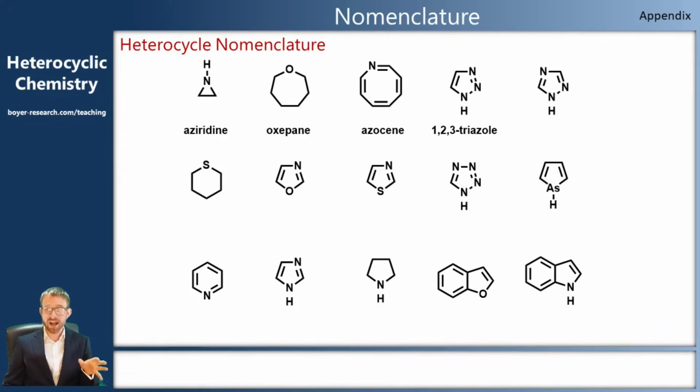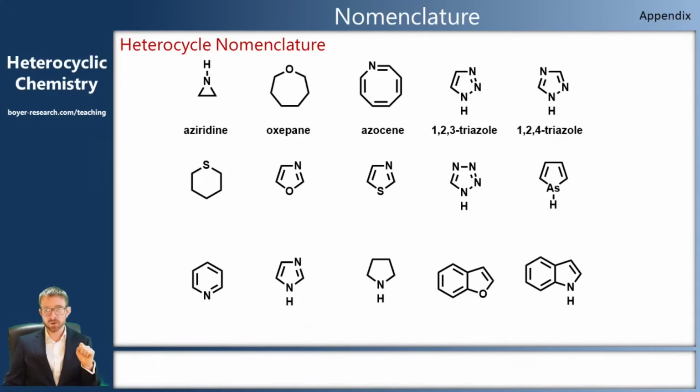Moving on to our 5-membered heterocycle here, we have 3 nitrogens. So because there's 3, we can say "tri". Nitrogen is "az", so it's a "triaz". And our unsaturated 5-membered heterocycle gives us "ole". So this is a triazole.